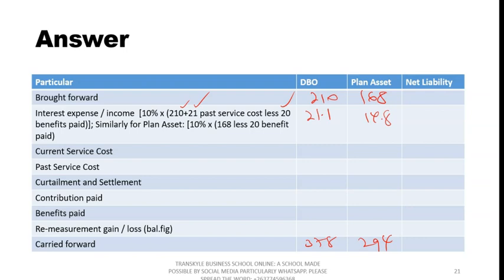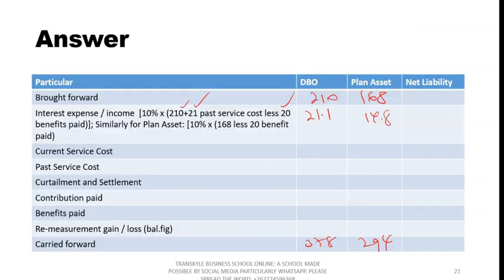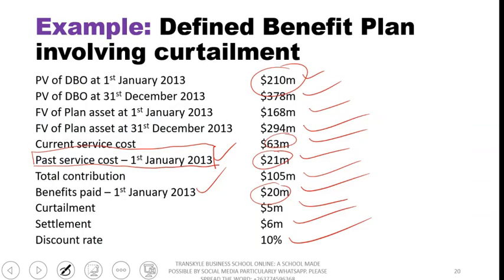Okay, now the current service cost from the question, we just have to take it as it is, the 63 million. Then the past service cost, we have talked about it as 21. It's just 21 million.